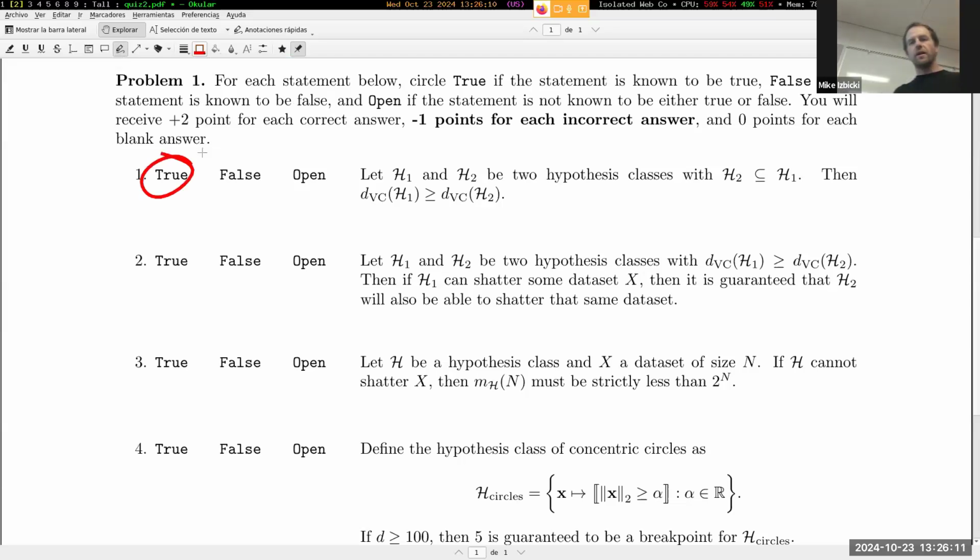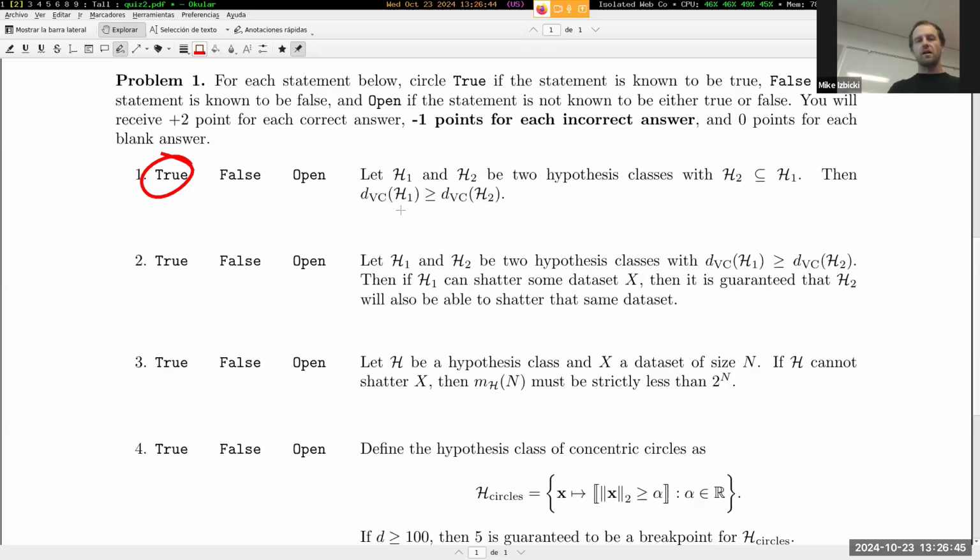This is a true statement. When we have this subset relationship, with H2 being smaller than H1, whatever hypothesis is inside of H2 is also contained inside of H1. So anything that H2 can shatter, whatever hypotheses are used to shatter the data set that H2 can shatter, H1 will also have those hypotheses, and H1 will also be able to shatter those exact same things, but it's also possibly the case that H1 will be able to shatter more things.